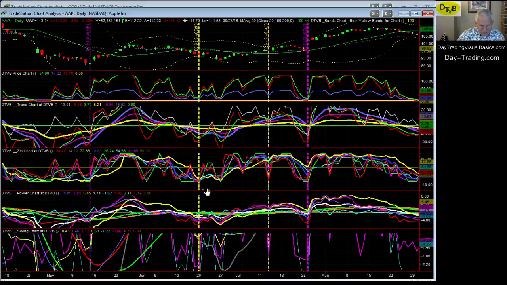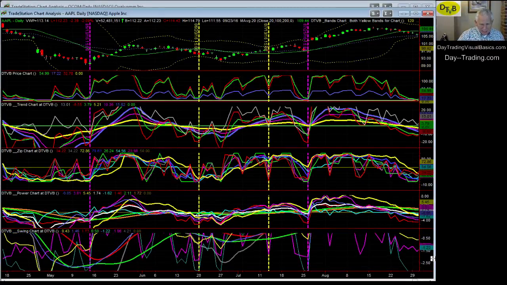But at the same time, we have power red in a low angle down, power Zion in a low angle down, power swing Zion in a low angle down, pink is low angle up, and we've got zip pink in a low angle up. There's just a lot of low angles in this one.